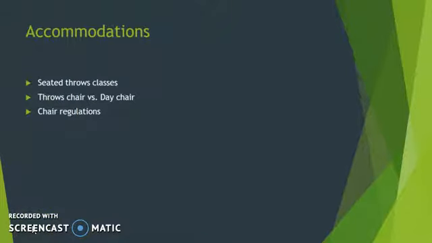Now that we have our plan together, we need to consider our accommodations. When considering our accommodations, we need to look at what class our patient's going to be sitting in, the throws chair or the day chair, so what kind of chair they want to sit in, and the chair regulations.